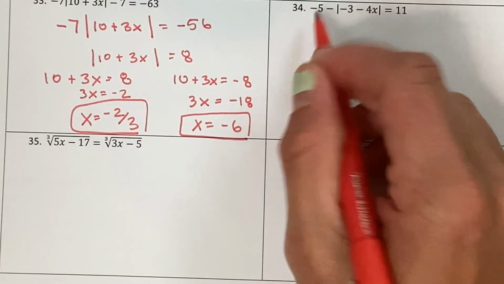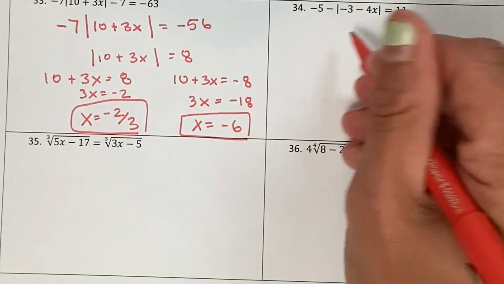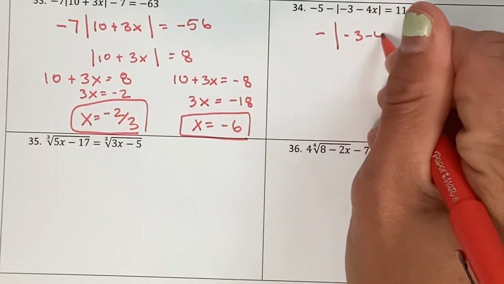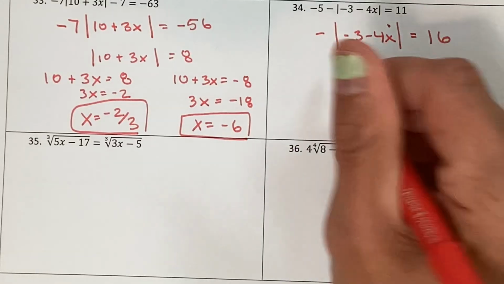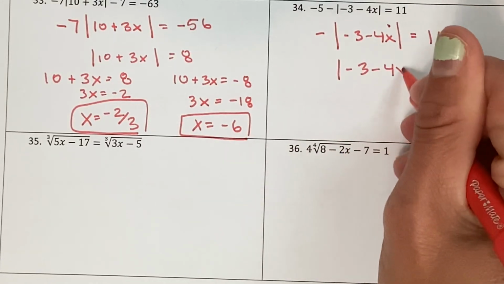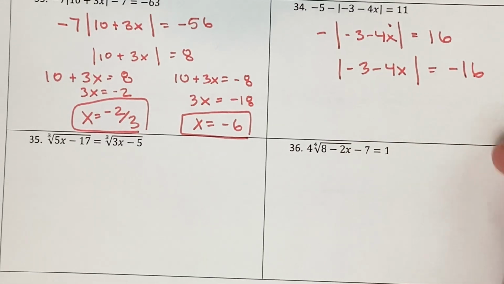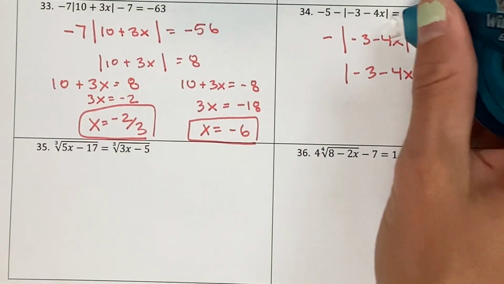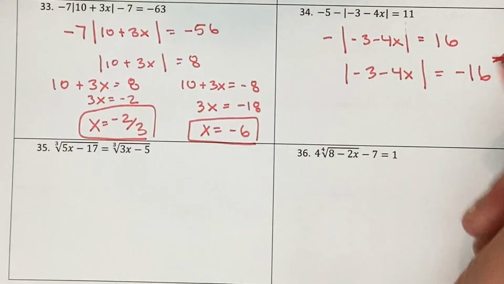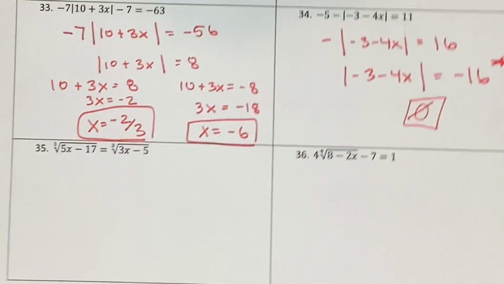All right, over here, I'm going to get this absolute value by itself. So I'm going to add 5, which is going to give me 16, divide by a negative, which is going to give you negative 16, and this guy right here is a red flag because your absolute value will never equal a negative number. So we're going to stop and say no solution.